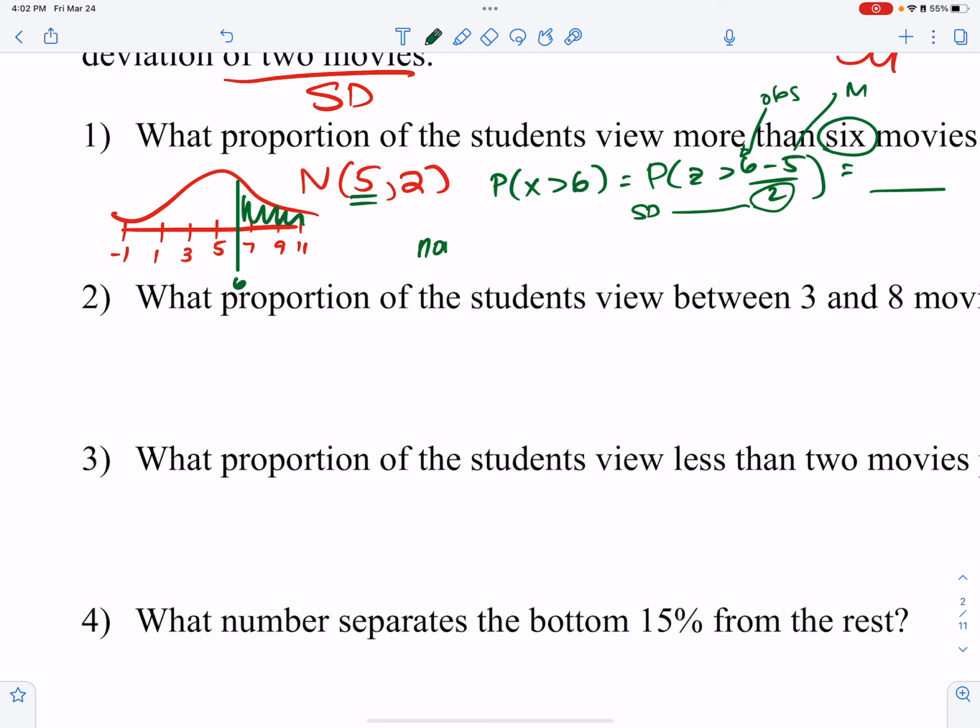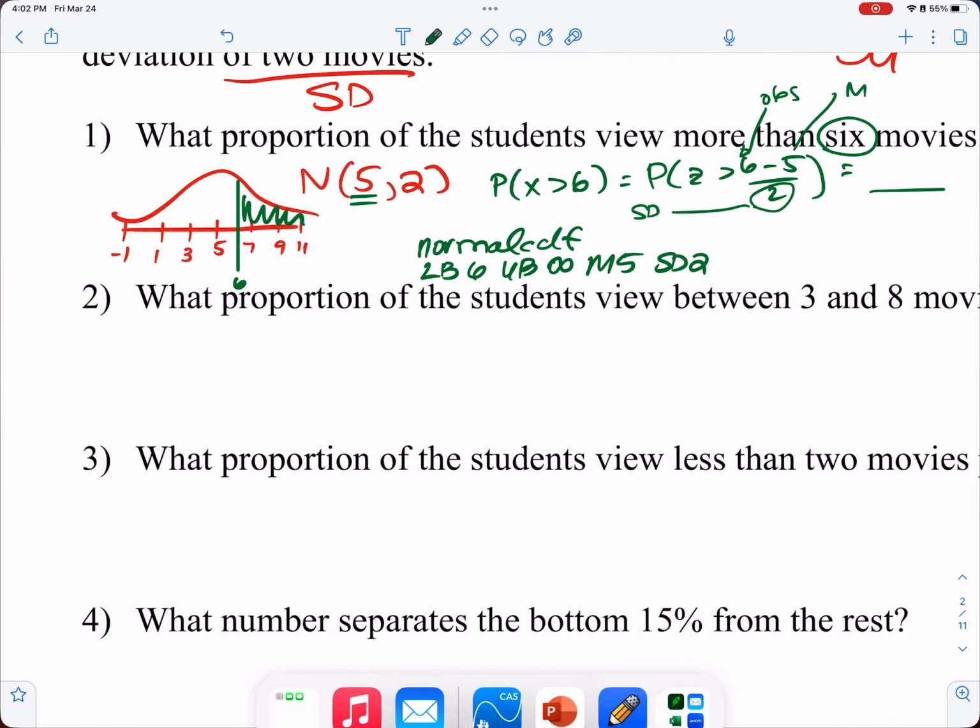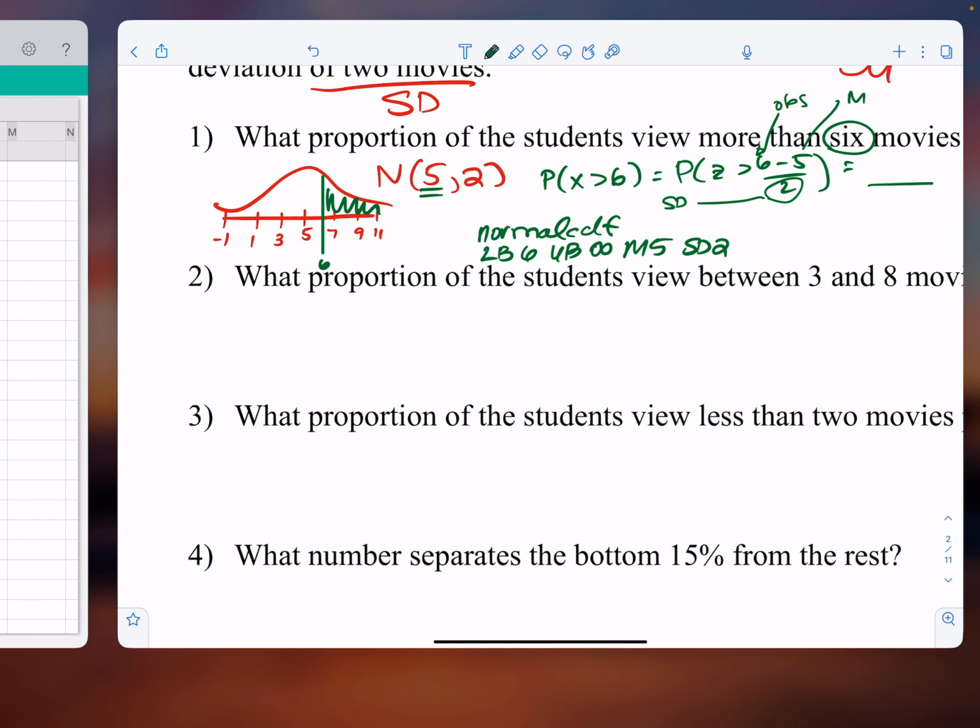You are welcome to use a chart at that point, but I'm going to use normal CDF. My lower bound in normal CDF is 6, my upper bound is going to be infinity, my mean is going to be 5, and my standard deviation is going to be 2. Make sure everything I write on here is something you need to write on the test.